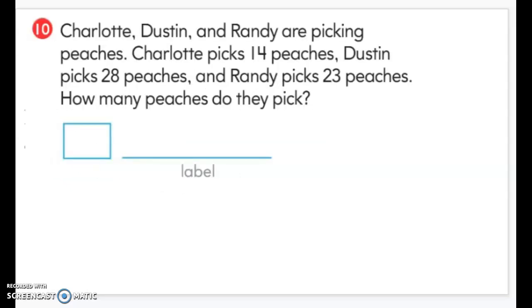Number 10. Charlotte, Dustin, and Randy are picking peaches. Charlotte picks 14 peaches. Dustin picks 28 peaches. And Randy picks 23 peaches. How many peaches do they pick? Hit pause to solve. Hit play when you're ready.